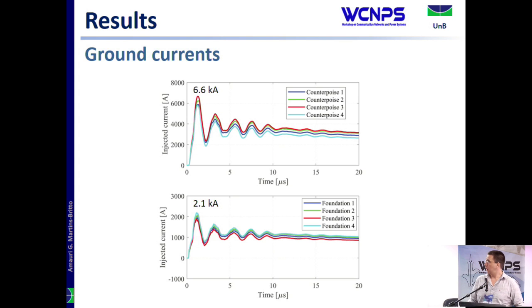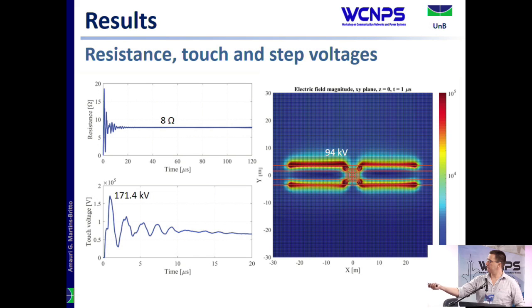So we see that the grounding resistance of the conductors goes through a transient state, and then it stabilizes at 8 ohms. In the tower, we had a touch voltage, that is the voltage between the hand of a person positioned 1 meter apart from the tower, of 171 kV, and the step voltage around the grounding conductors of 94 kV. So it is a lot of voltage.